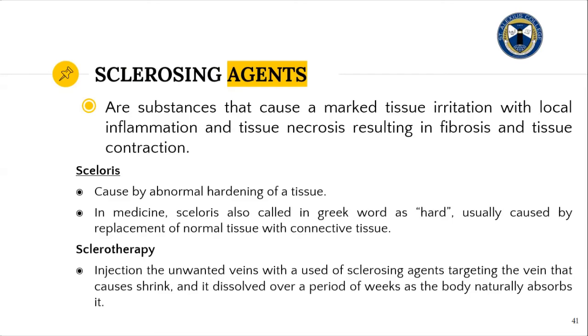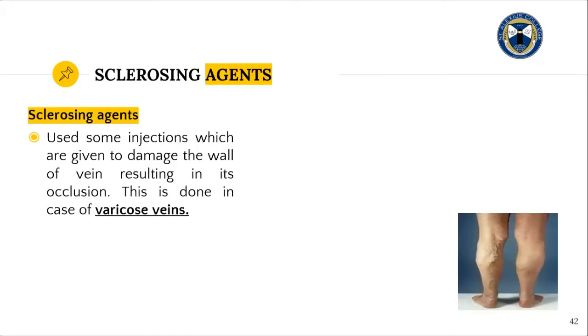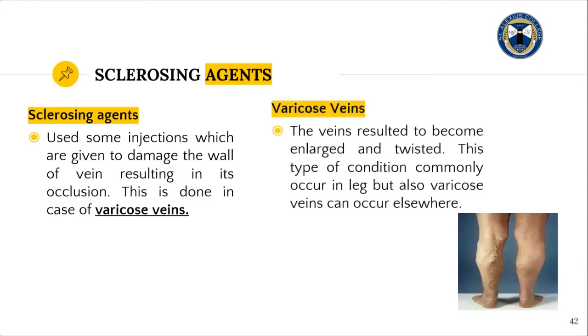And sclerotherapy is done by injecting the unwanted veins with the use of a sclerosing agent, targeting the vein that causes it to shrink and dissolve over a period of weeks as the body naturally absorbs the sclerosing agent. It uses injections which are given to damage the wall of the vein, resulting in its occlusion. This is done in the case of varicose veins. Varicose veins are veins that have become twisted and enlarged.